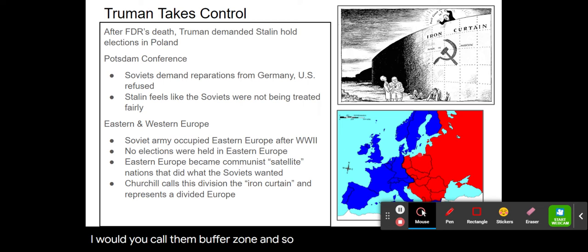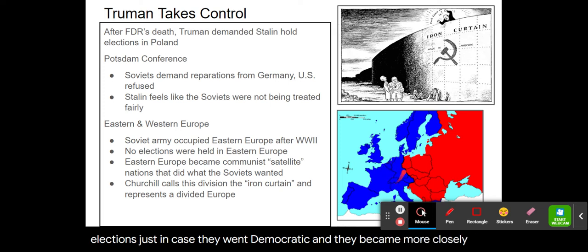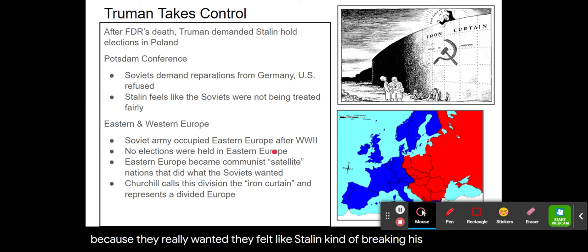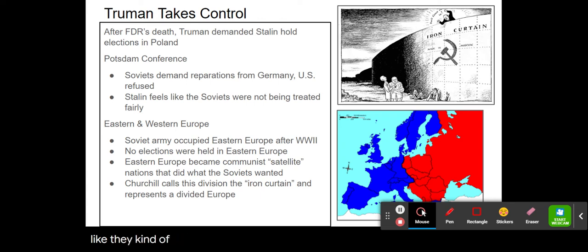And so he was reluctant to hold these elections just in case they went democratic and became more closely allied with the western part of Europe and the United States. So he wanted to keep them under his influence. When these elections were not held in Eastern Europe, it created tension with the United States because they felt Stalin was breaking his promise. It highlighted the trust issues that FDR and others had with Stalin.